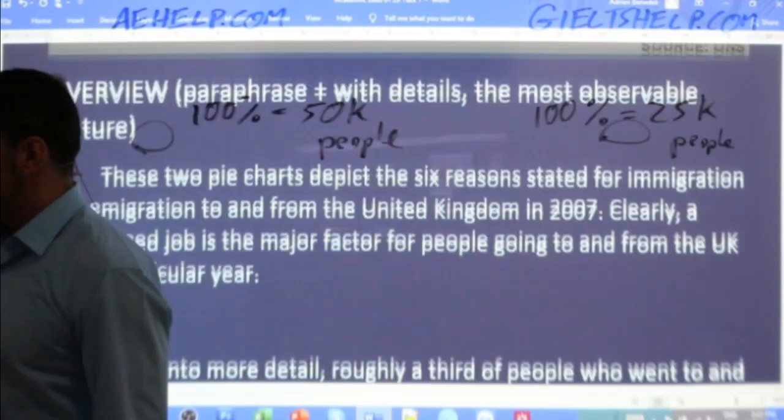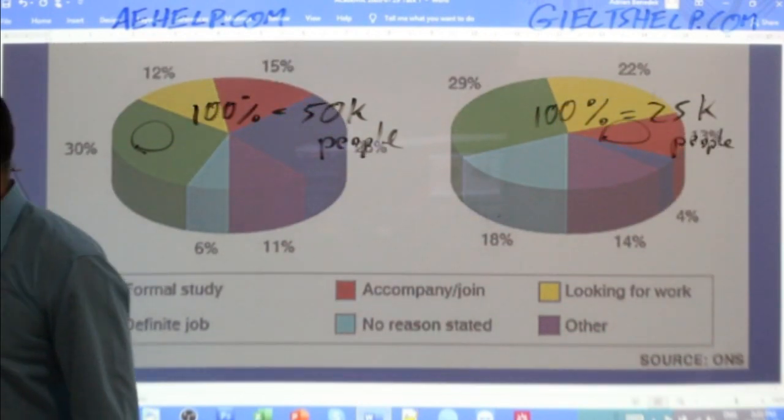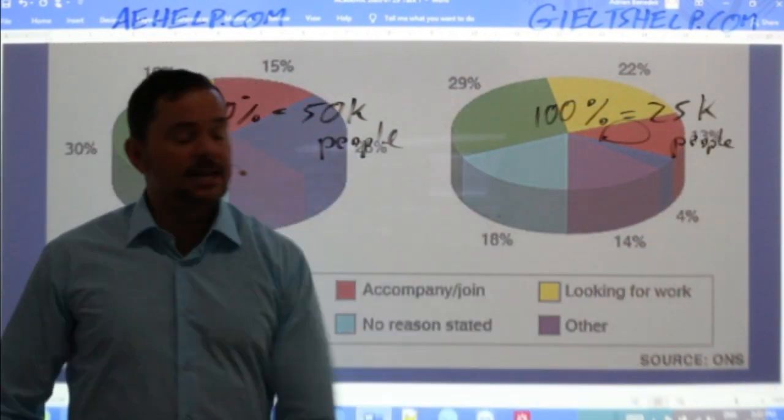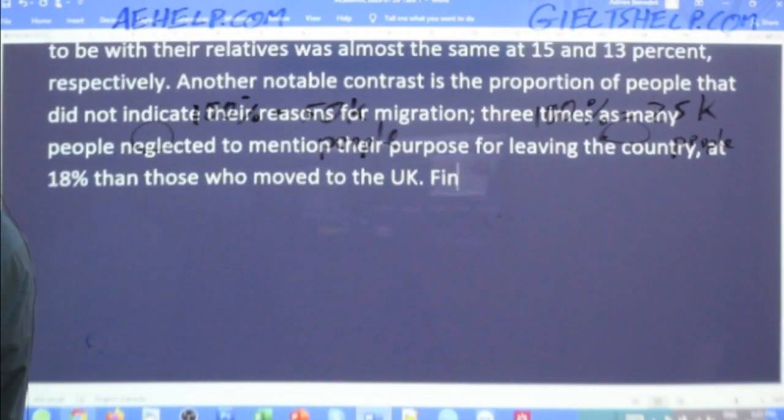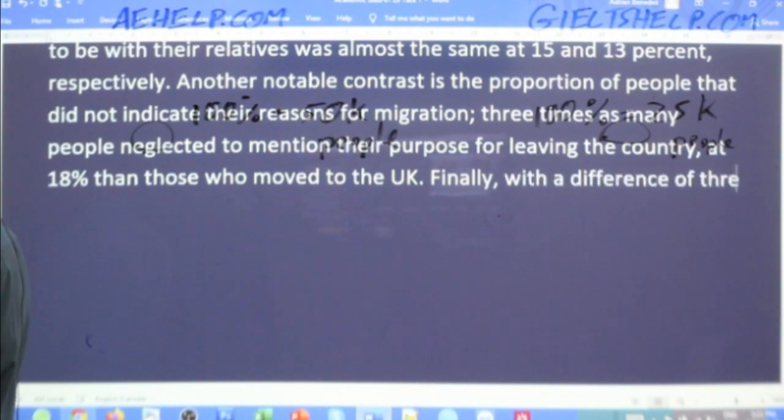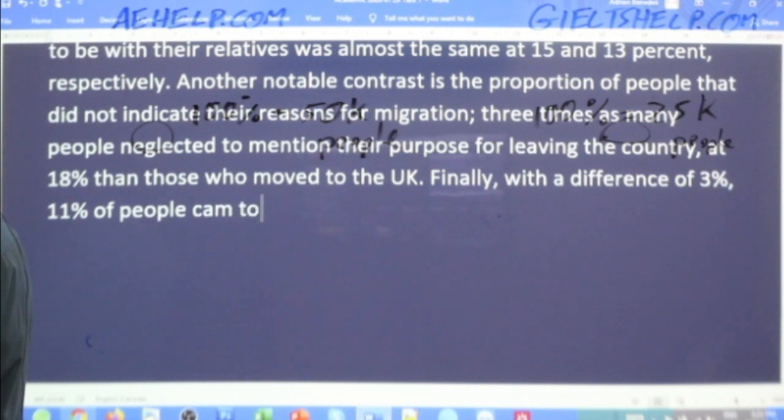Okay, so last one, other. Okay, so 11 and 14%, 3% difference. Finally, with a difference of 3%, okay, or let's just keep it simple, 3%. 11% of people came to the UK for various reasons.